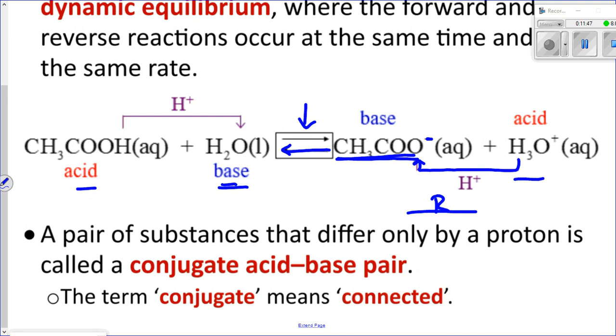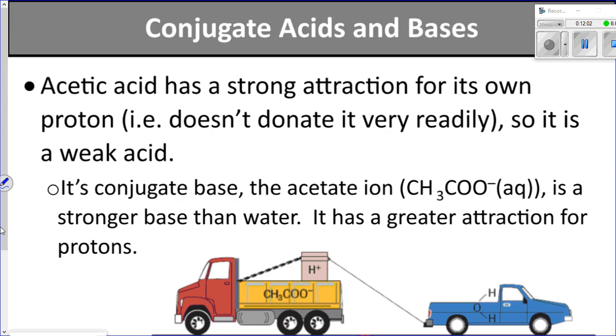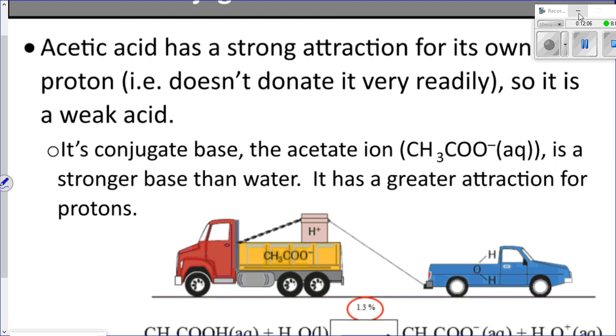Okay. And that term conjugate means connected, so that means they have a relationship to each other, just one hydrogen in the difference. Whether that hydrogen has been added or taken away depends on whether it was an acid or a base originally. So, look at a few examples here. So we're talking about acetic acid.